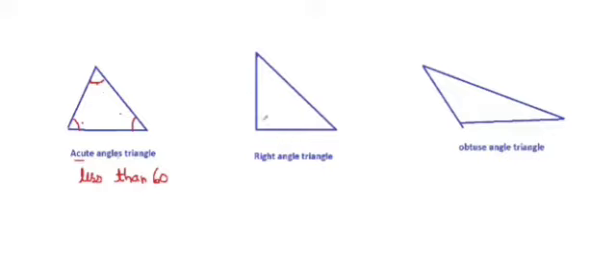Now in a right angle triangle, if one of your angles is 90 degree, then that is called a right angle triangle. Right angle means 90 degree. Okay. Then we come to the obtuse angle triangle. In an obtuse angle triangle, any one angle will be more than 90 degree. That is called an obtuse angle triangle.